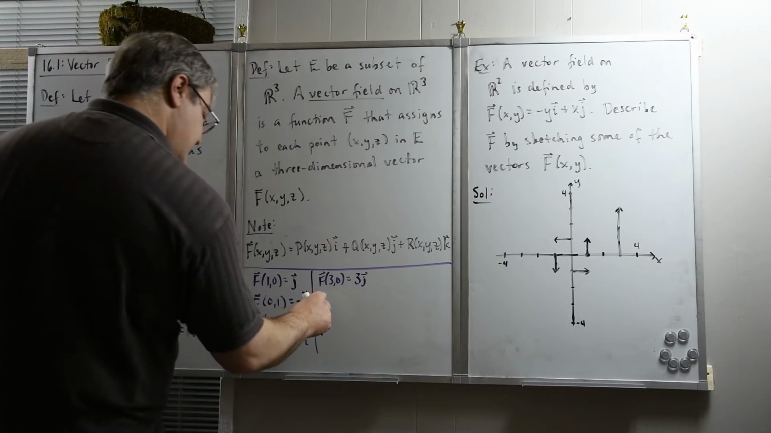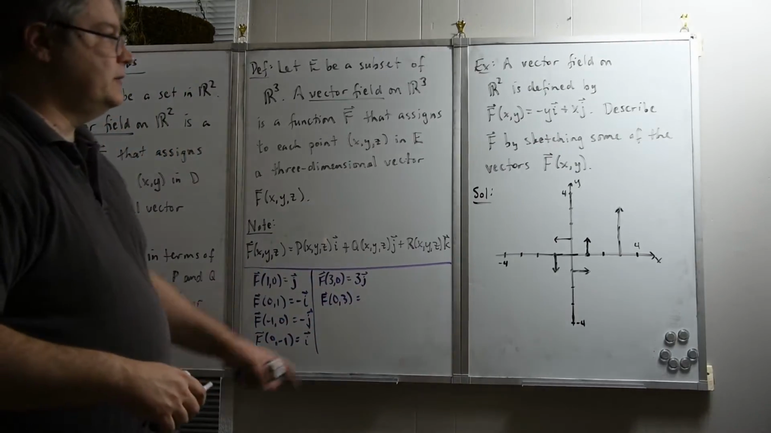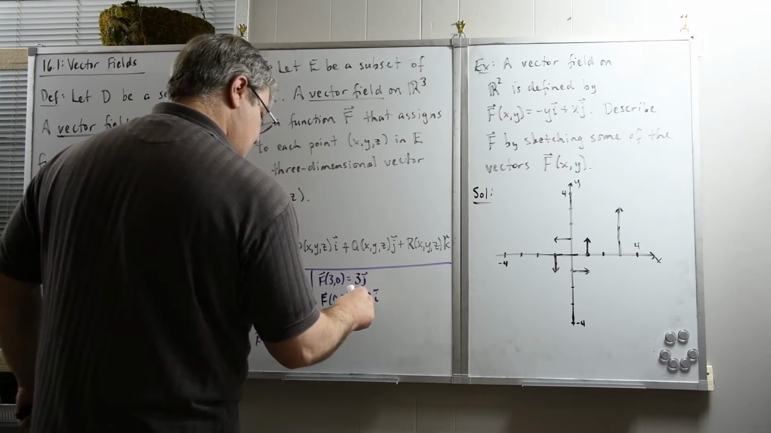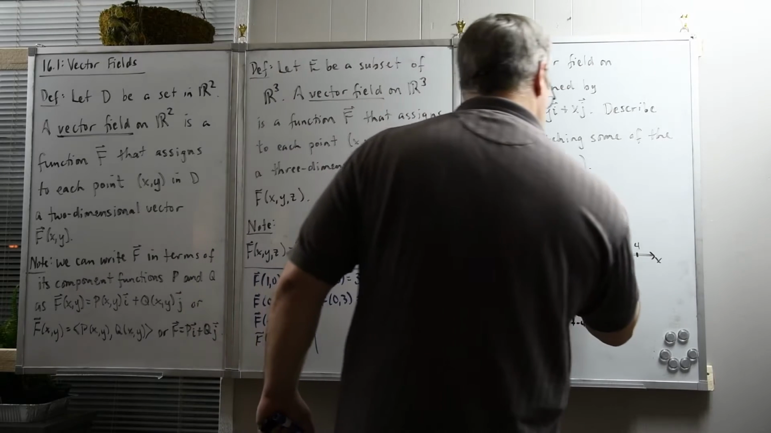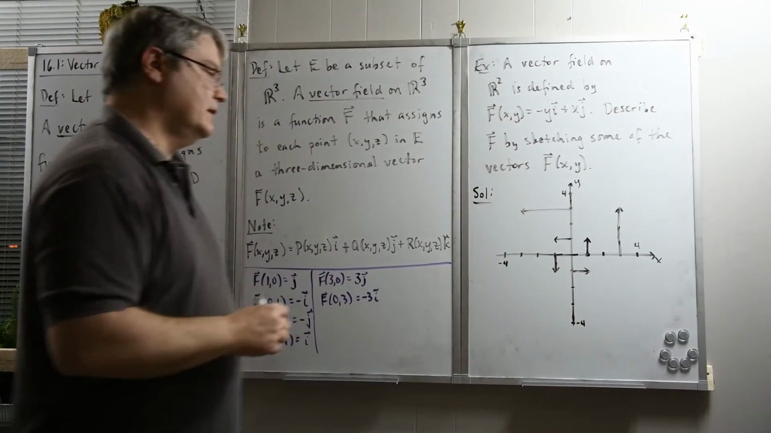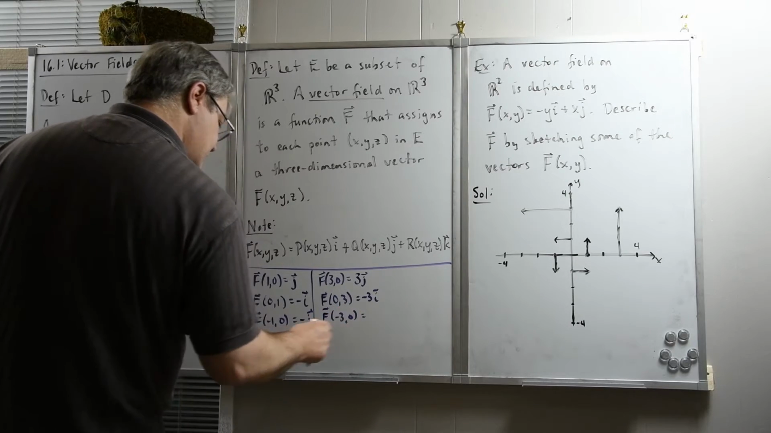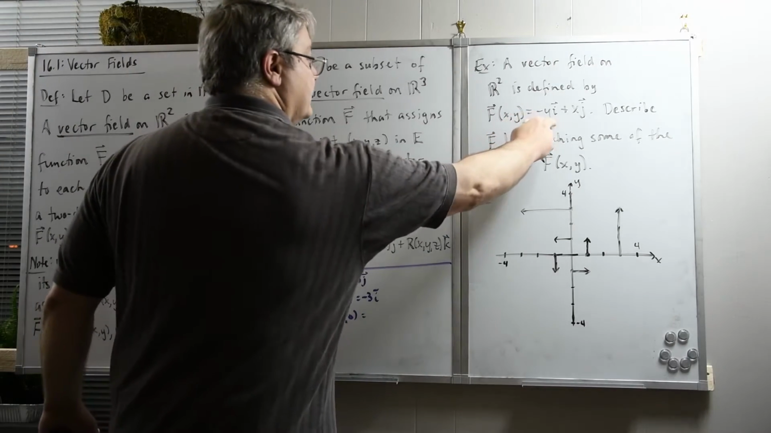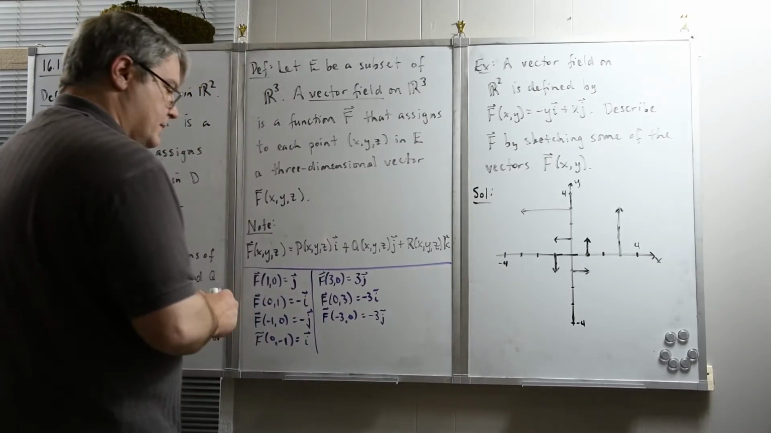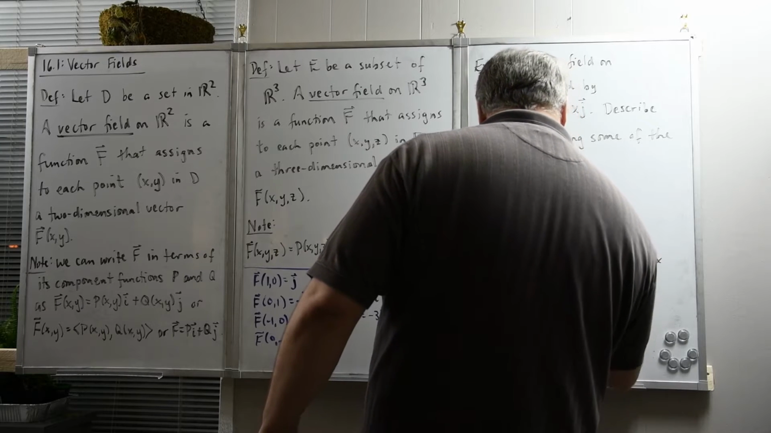Then we can take a look at f of 0, 3. X is 0, y is 3. We get -3i plus 0j, that's -3i. So the initial point is at 0, 3, and -3i is your vector. Looks something like that. Then we'll have f of -3, 0. X is -3, y is 0. -0i plus -3j, that's -3j. So the initial point is at -3, 0. The vector is -3j.